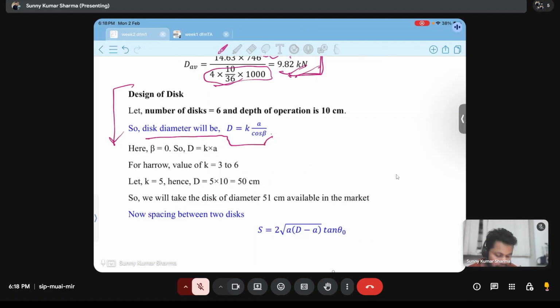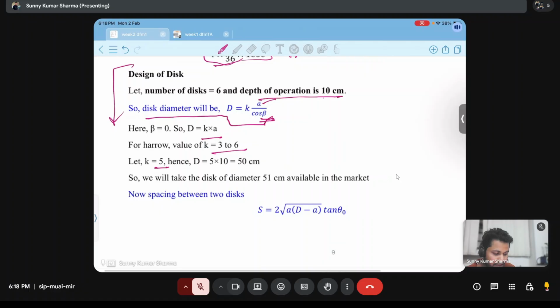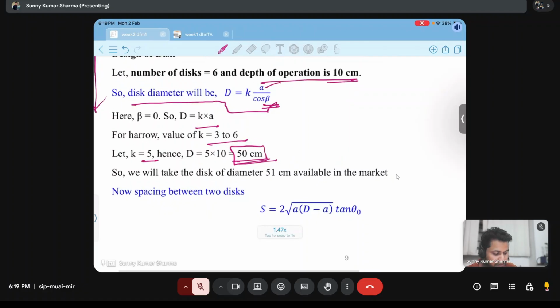For that we have the formula, D = k·a / cos beta, and beta in case of harrow is 0. So k into a, k is 3 to 6. If we take 5, and a is the working depth, the depth of operation here is 10 centimeter. So 50 centimeter is the diameter of the disc, and some standard diameter values are available in the market, that is 51, 41. So 51 centimeter will be our design diameter.